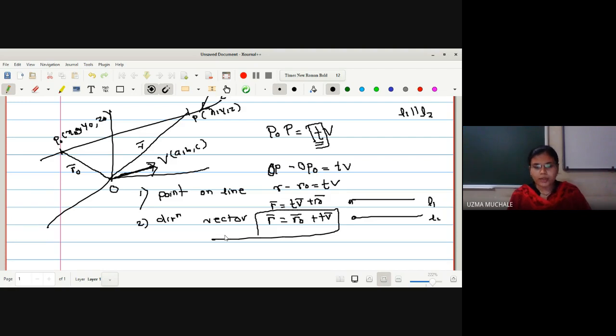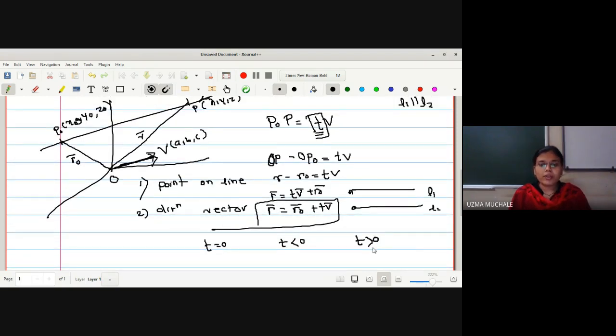Now, my question is what? T is a parameter and it is a scalar multiple, because we say that P naught P and V are parallel to each other, right? Because we have been provided one point on the line and the direction vector, with the help of that direction vector we have found this line. So this is simply a scalar. So this t can have different values, say t equal to 0, t less than 0 and t greater than 0. Now can anyone tell me what will be the effect if I say that t is equal to 0?